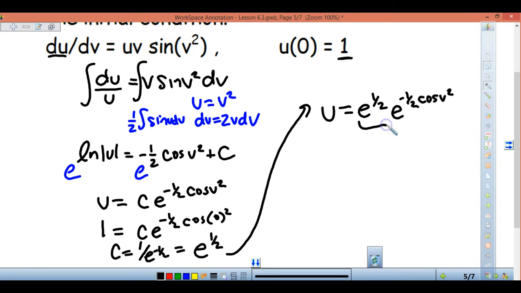And if you had wanted to clean this up a little bit, you're welcome to leave it that way, but I guess it would look a little bit prettier as e to the 1/2 minus 1/2 cosine of v squared.